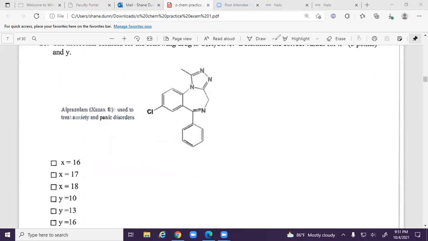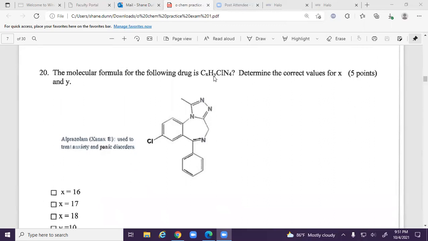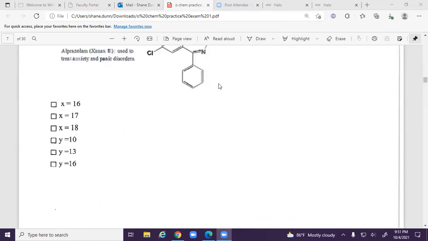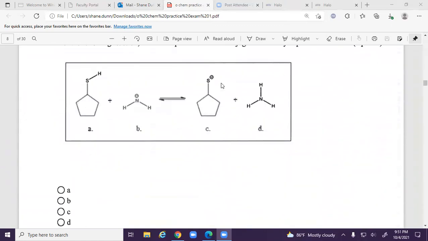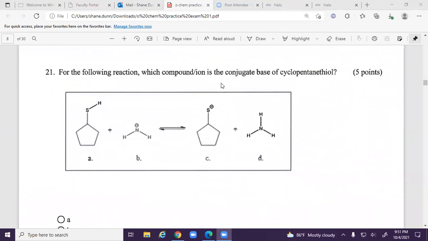Okay. So with this, you are counting the carbons and hydrogens. Do we really have to do this? You guys can count carbons and hydrogens, right? The X are carbons, Y's are hydrogens. Yes, I'm going to. There are 17 carbons and 13 hydrogens. Cool. We have four more questions. They're not that bad. Okay.